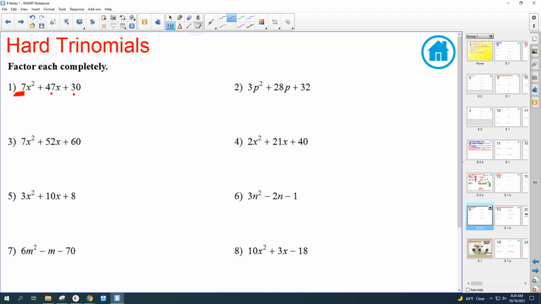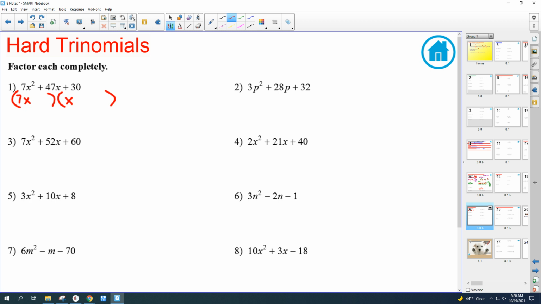So the good news is, I suppose, we're going to treat it like an easy trinomial. So we're going to put it in these parentheses like this, okay? But I wouldn't write x and x, because if you multiplied x times x, you get x squared. We need to multiply them and get 7x squared. So I'm going to write 7x times x right there. 7x times x is 7x squared. I've got to write down what the multiplication problem would be to get me back to the start. So right now I know I've got 7x squared covered.